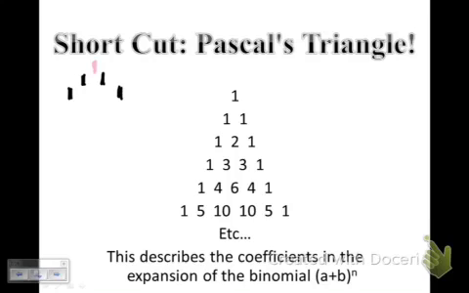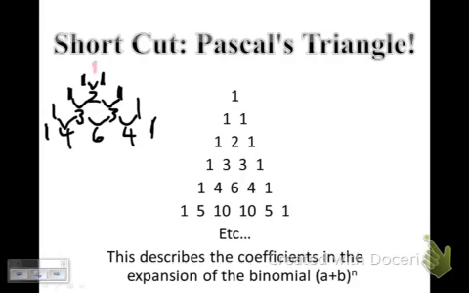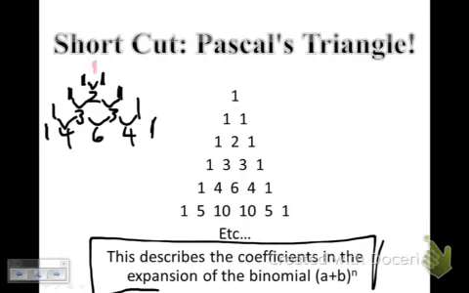Well, on the inside, 1 plus 1 is 2. Then you'll notice 1's on the outside, 1 plus 2 is 3. 2 plus 1 is 3. 1's on the outside, and then you just work your way in. 3 plus 1 is 4. 3 plus 3 is 6. 3 plus 1 is 4. So notice that's where I'm getting these lines. And this actually describes the coefficients in the expansion of the binomial a plus b raised to the n.